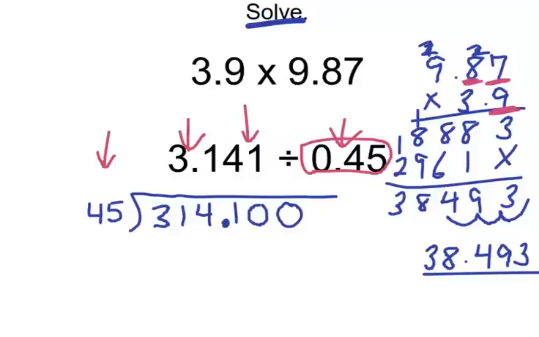All right, can 45 go into 3? Nope. Can 45 go into 31? No. Can you divide 45 into 314? Yeah, and I'm going to say it's probably going to be about 6 times. 6 times 5 is 30. 6 times 4 is 24. 25, 26, 27. So we don't add those.